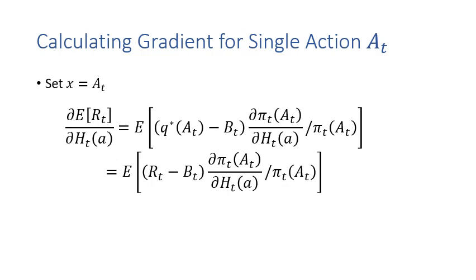So now we are going to calculate the gradient for only a single action, capital A, T. This is because we can only select one action during our learning, right? One action at a time. So let's set x equals capital AT and replace x with capital AT in our formula. Then the optimal action value for action capital AT is equal to the reward RT.